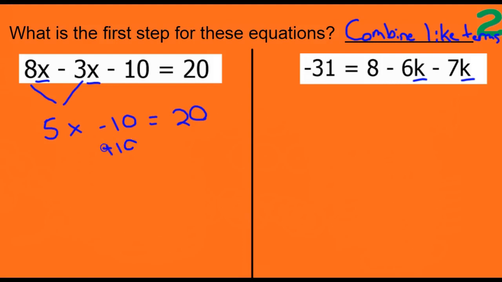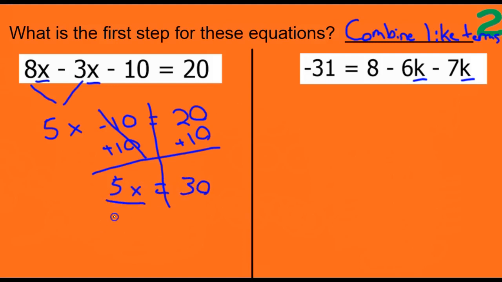I'm going to add 10 to both sides. Those cancel out. We get 5x equals 20 plus 10, which is 30. Divide by 5. X equals 6.